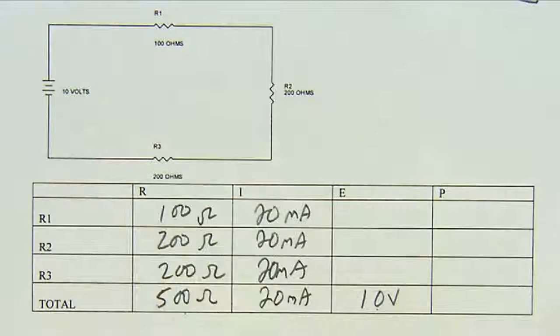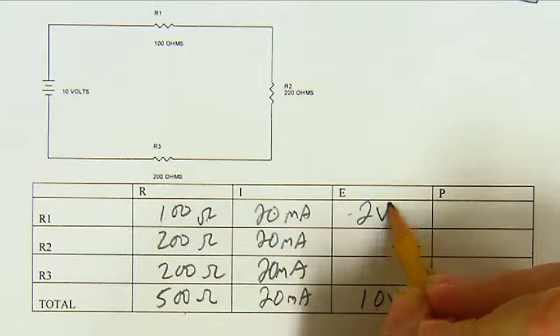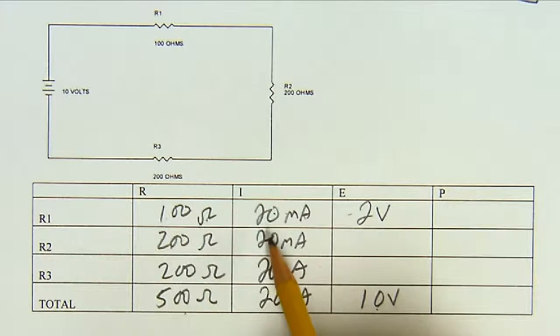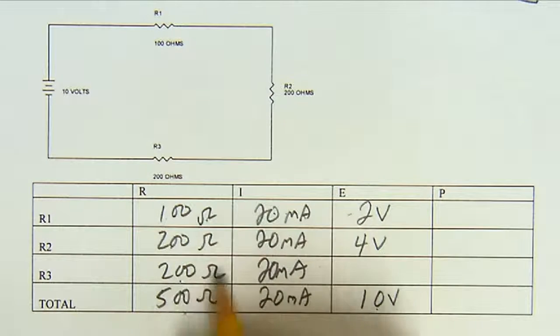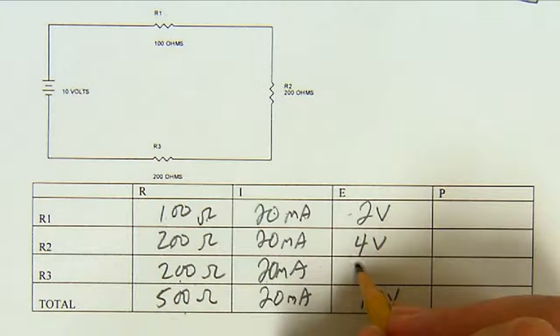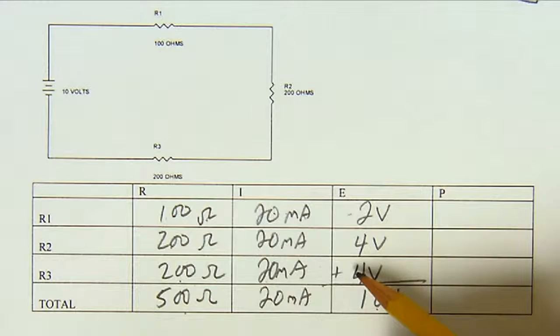So now my individual voltages, I'm going to multiply resistance times current to get my voltage. 100 ohms times 20 milliamps, 2 volts. 200 ohms times 20 milliamps, 4 volts. And then the same one, 200 times 20, 4 volts. And then again, we can check this. 4 and 4 is 8, plus 2 more is 10 volts. So we know that this number is good.